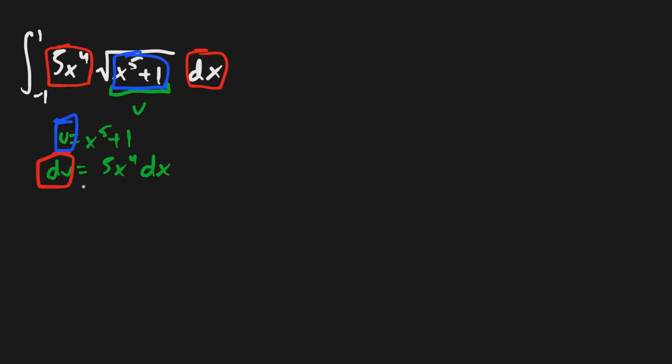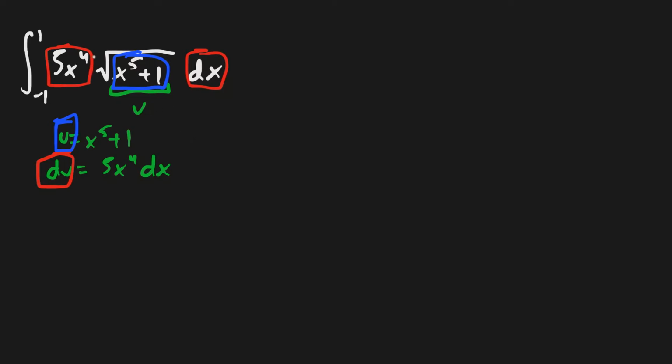So now we have to rewrite. But before I rewrite, I cannot use this 1 and this negative 1 as my bounds of integration. That's important to remember. Since I'm rewriting this in terms of u, I have to find new bounds of integration. The bounds are going to be 1 to the fifth power plus 1, which is equal to u, and negative 1 to the fifth power plus 1, which is equal to u. Those are the upper and lower bounds when we rewrite it in terms of u.